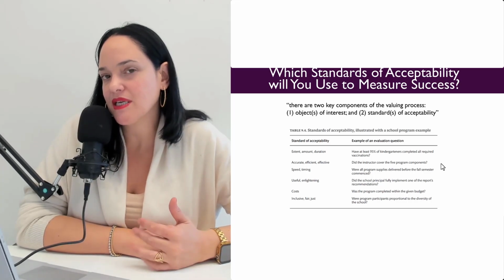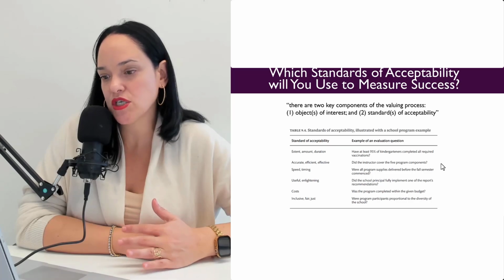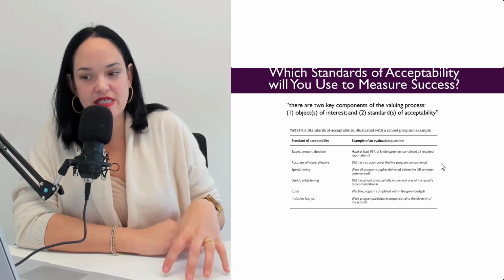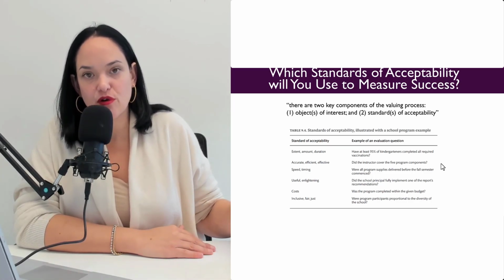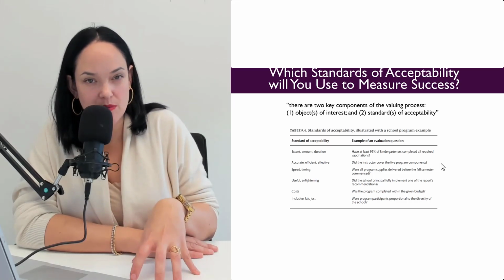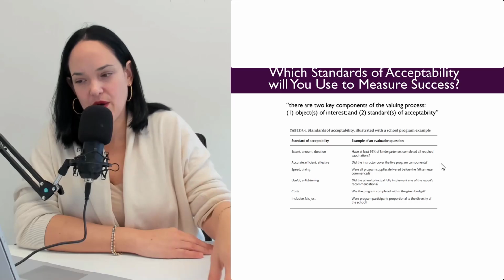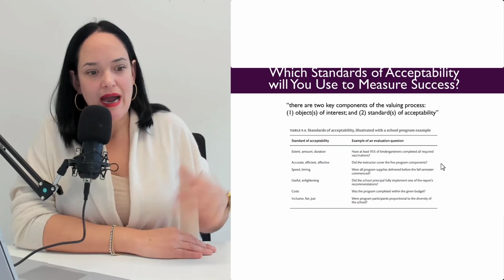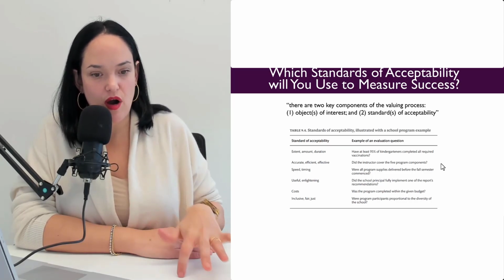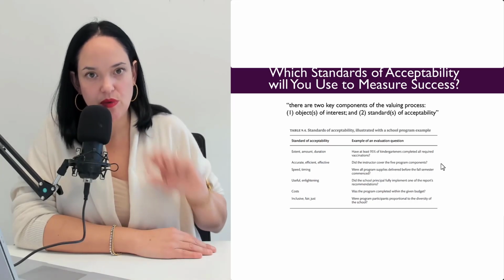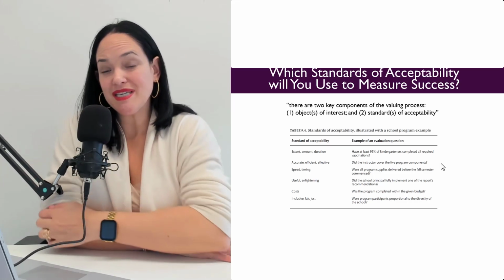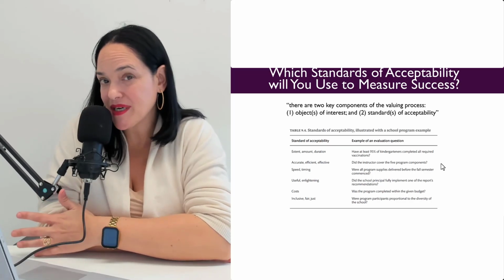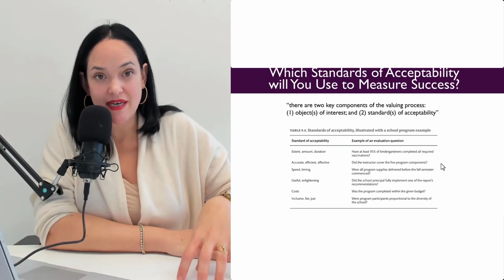Another standard of acceptability, and this might speak a little bit more to process evaluation, is accuracy, efficiency, and effectiveness. So an example of this is, did the instructor cover the 5 program components? Again, that might speak more to implementation research and process evaluation than outcome evaluation. But if I'm measuring my process, how will I know that they did it properly? Were they on point? Did they do what they said they were going to do? And how will I know? Speed, timing, were things delivered, or did we see a change, or did it happen in the time frame that we decided was good?